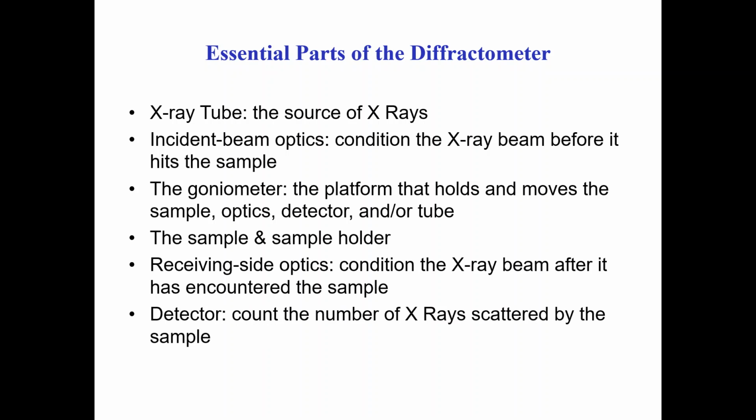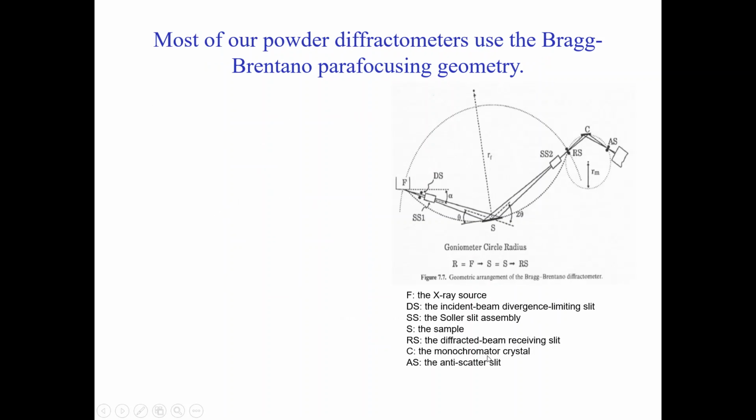And we have the detectors. What is the purpose of the detectors? Detectors count the number of X-rays scattered by the sample. Most powder diffractometers use the Bragg-Brentano focusing geometry. So here you can see the typical geometry. This is called the Bragg-Brentano focusing geometry.